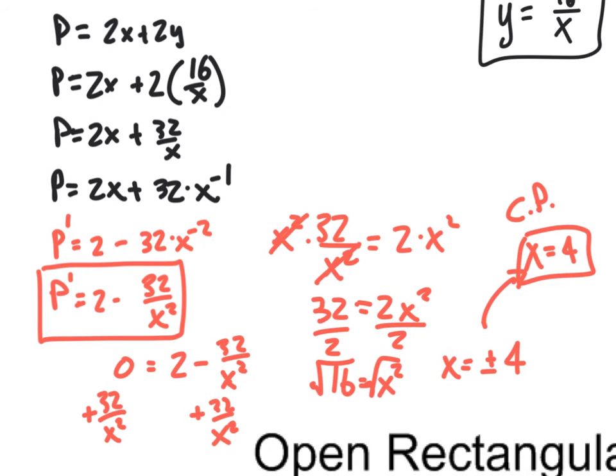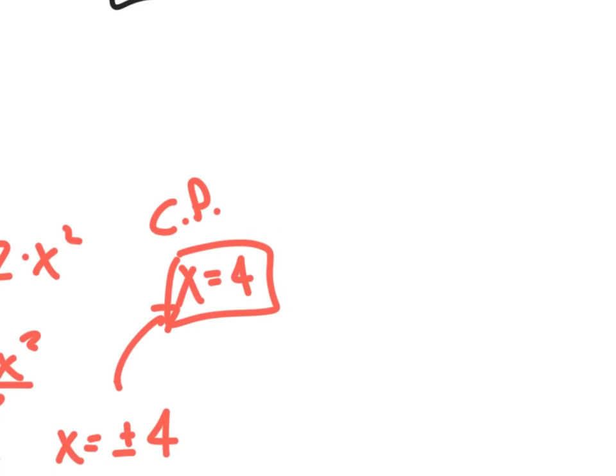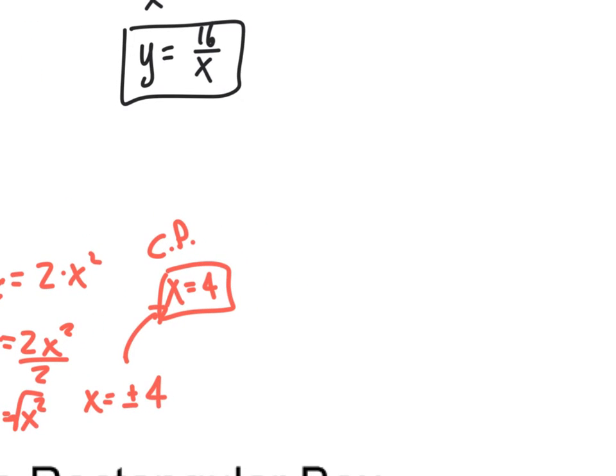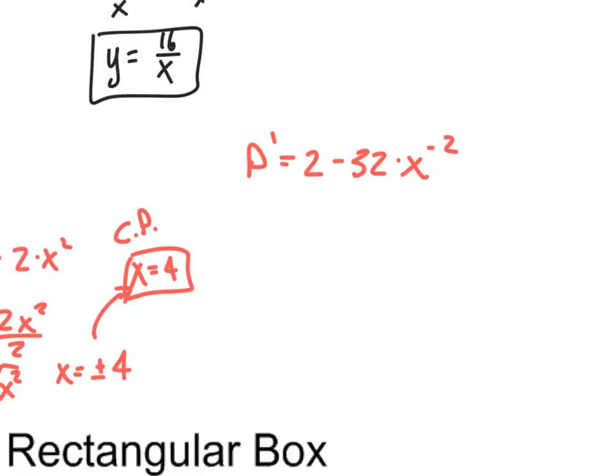Now, typically what we would do is the first derivative test. You'd make the table and test some points on either side of 4, that would give you the sign of the derivative, and then you can tell if it's increasing or decreasing. But I'm going to use the second derivative here. So let me write down what my derivative was. P prime was equal to 2 minus 32 times x to the negative 2. We found that over here, and I'm going to use this because I'm going to take this derivative.